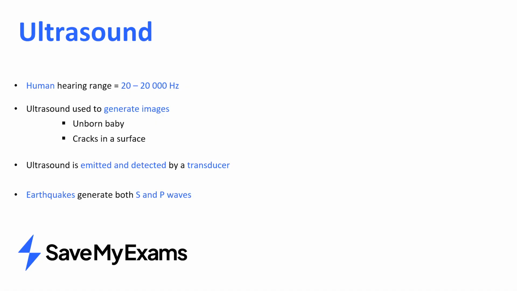In summary, the frequency range for human hearing is 20 to 20,000 Hz. Ultrasound is used to generate images. Examples include unborn babies and cracks in a surface or object such as steel or concrete. Ultrasound is emitted and detected by a transducer. Earthquakes generate both S and P waves.